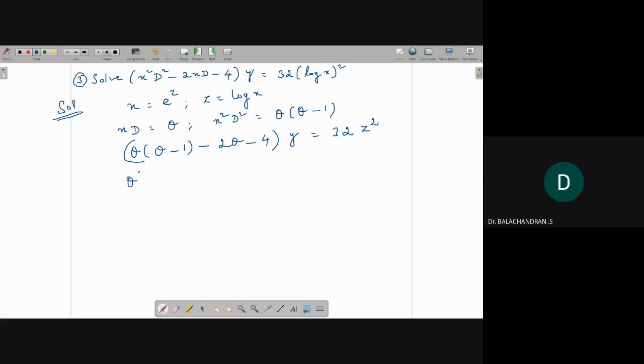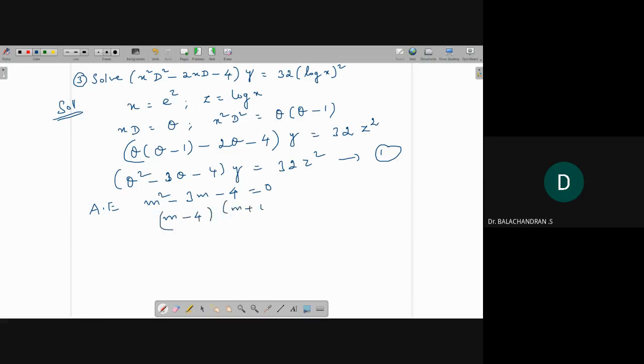So (theta square minus 3 theta minus 4) y equal to 32 z square. I'll call this equation number 1. This is a second order linear differential equation with constant coefficients. So the auxiliary equation is m square minus 3m minus 4 equal to 0, (m minus 4) into (m plus 1) equal to 0. This implies m equal to minus 1 and 4.